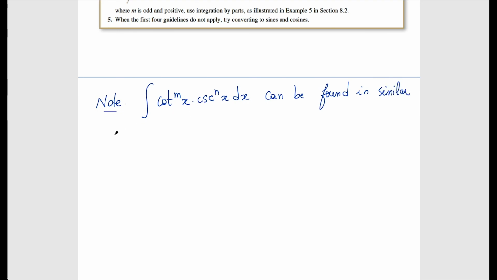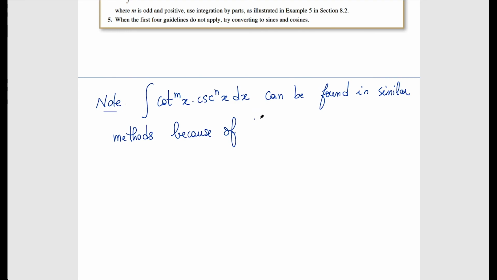Keep in mind, this is like a note here: integrals of the form cotangent to power m x times cosecant to power n x can be found with similar methods, similar approaches as we just discussed for tan to power m times sec to power n, and this is because of the identities.